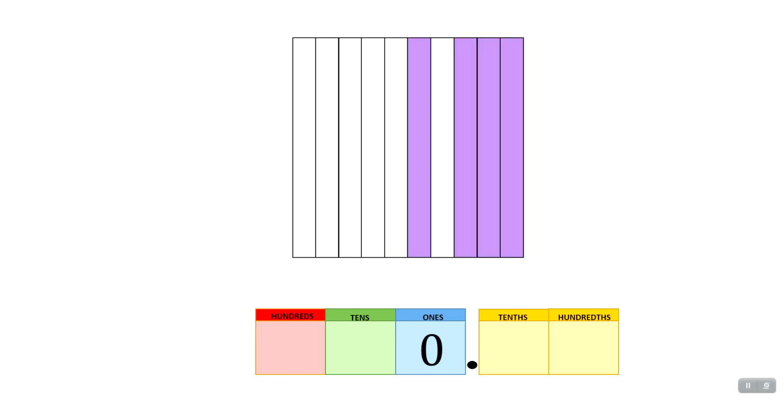Here's a diagram with 10 parts. 4 of them are shaded purple, and so we know that's 4 tenths. We put a 4 in the tenths column, and this gives us 0.4 is 4 tenths.